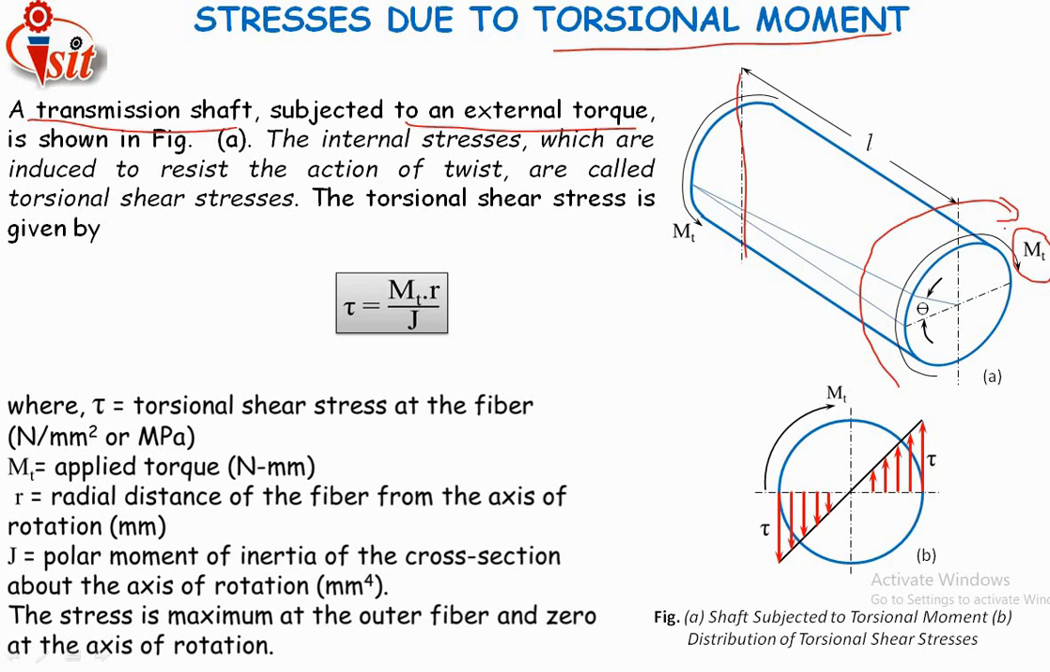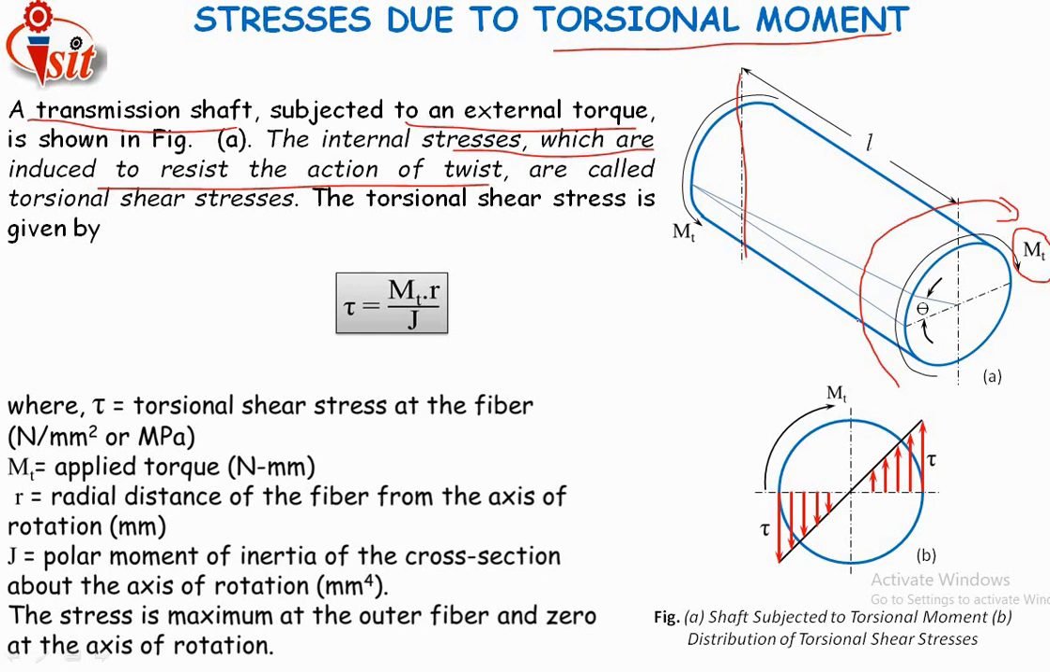This end is fixed. Now this element is subjected to a torsional moment, the torque is acting in the clockwise direction. The internal stresses are induced to resist the action of twist. Now this is the resisting action. Just understand how this resisting action will take place. This end is fixed. We are applying a torque of amount MT on this. That means we are applying force. We are actually twisting this shaft.